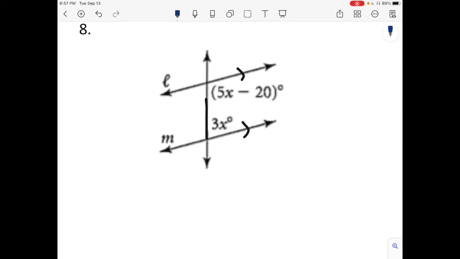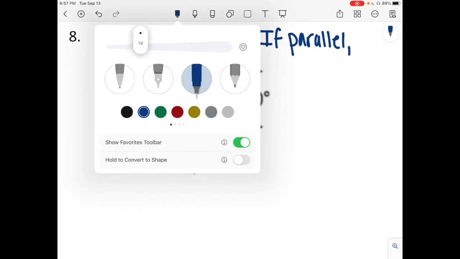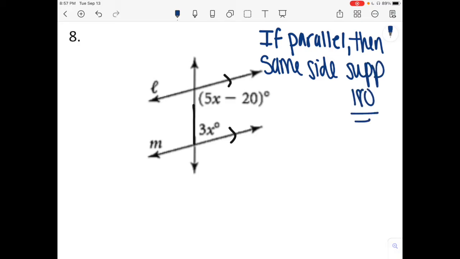Number 8, lines are parallel. So we're going to say, looking here, we've got these angles we're talking about. So they're on the same side of the transversal and inside parallel line. So if parallel, then same side sup. So sup means 180, so be careful on that. We need to get 180 here.